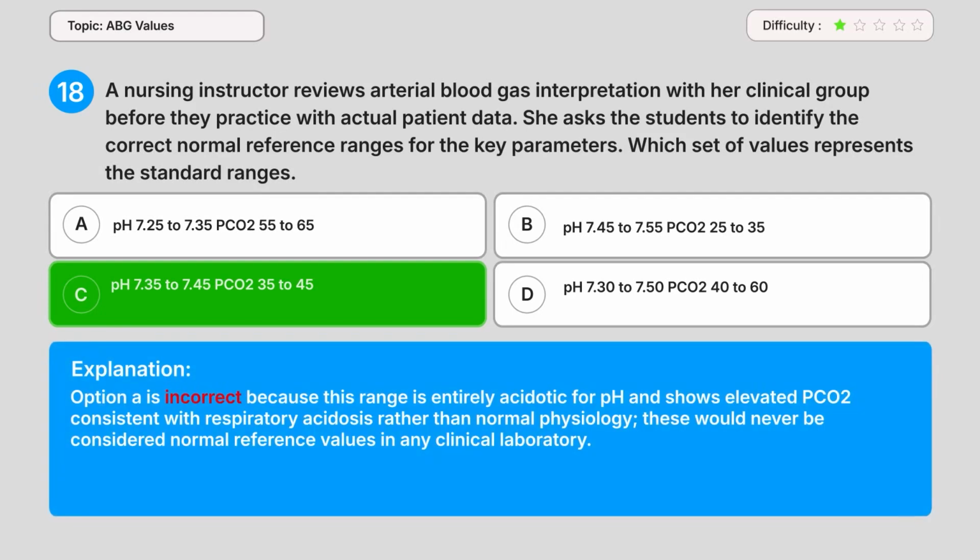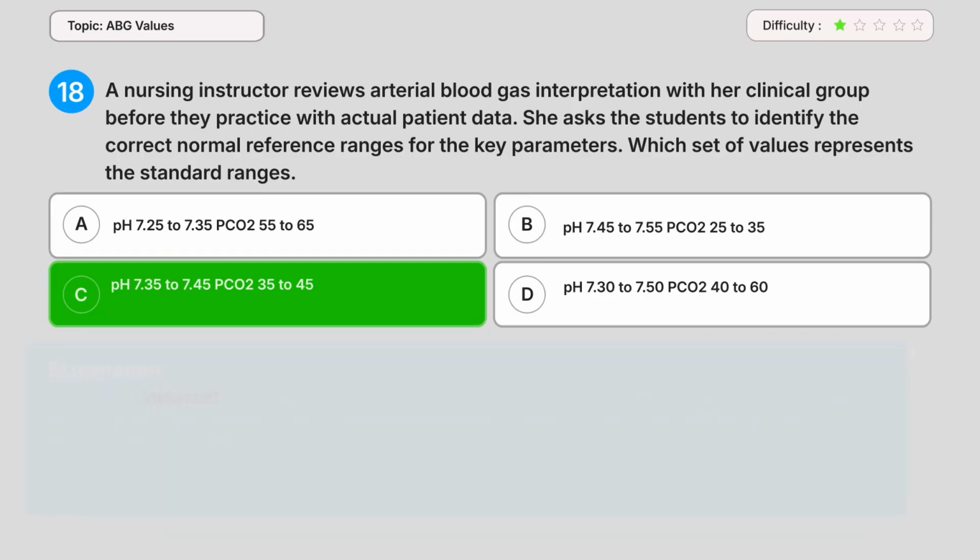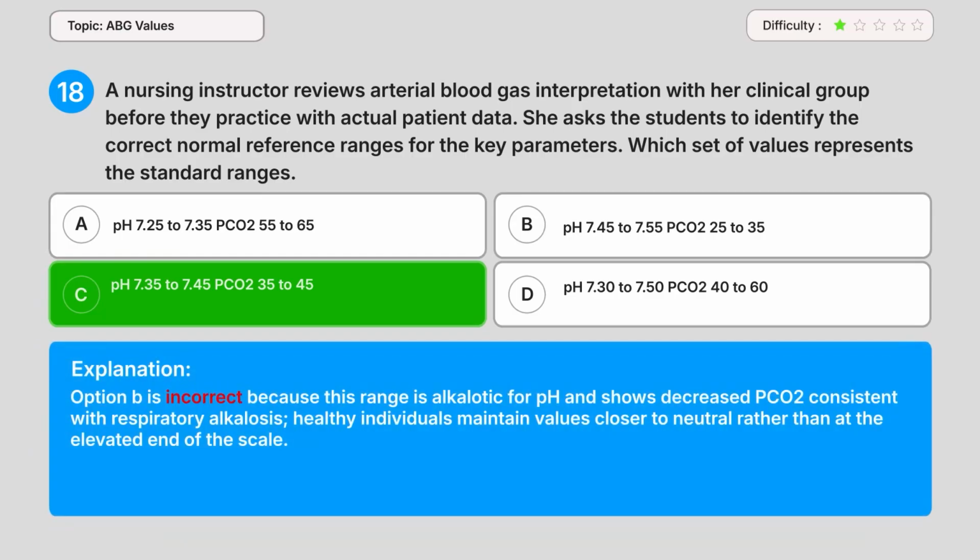Option A is incorrect, because this range is entirely acidotic for pH and shows elevated PCO2, consistent with respiratory acidosis rather than normal physiology. These would never be considered normal reference values in any clinical laboratory. Option B is incorrect because this range is alkalotic for pH and shows decreased PCO2, consistent with respiratory alkalosis. Healthy individuals maintain values closer to neutral rather than at the elevated end of the scale.